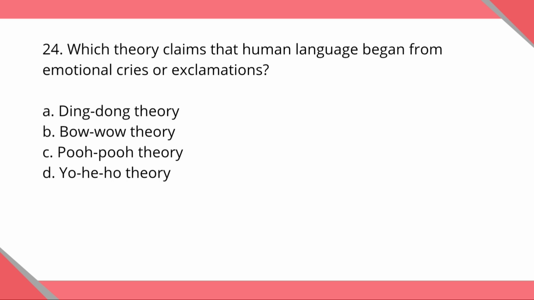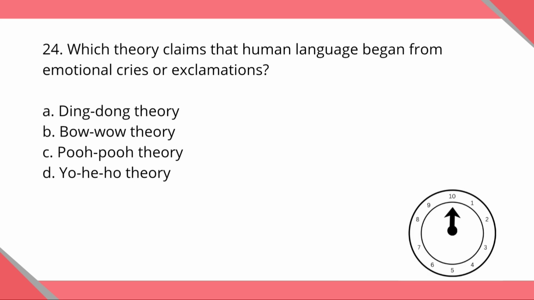Question number 24. Which theory claims that human language began from emotional cries or exclamations? Letter A. Ding Dong theory. Letter B. Bow Wow theory. Letter C. Poo Poo theory. Letter D. Yo He Ho theory.